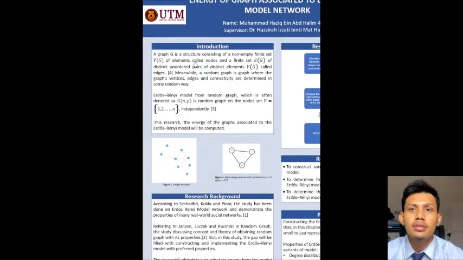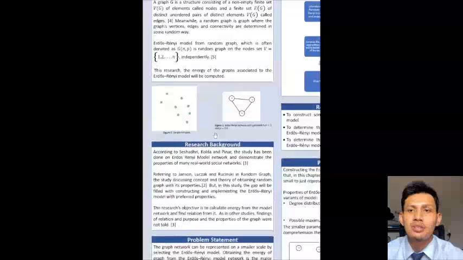Introduction. A graph G is a structure consisting of a non-empty finite set V(G) of elements called nodes, and a finite set E(G) of distinct unordered pairs of distinct elements of V(G) called edges. Meanwhile, a random graph is a graph where the vertices, edges, and connectivity are determined in some random way. The model that has been chosen is the Erdős-Rényi model network, often denoted as G(n,p). This research will focus on the energy of the graph associated to the Erdős-Rényi model network.